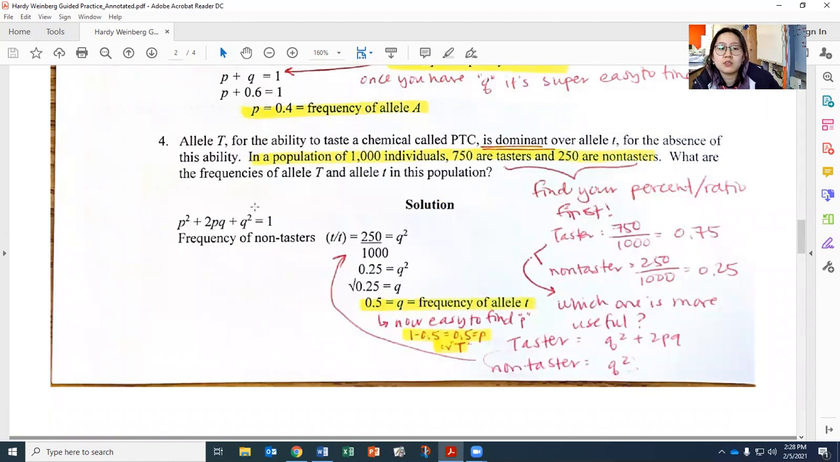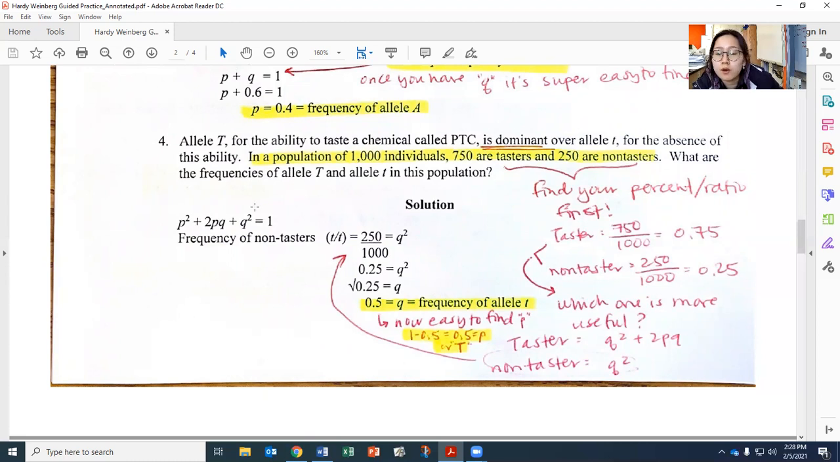Allele T, or capital T, for the ability to taste the chemical called PTC. It's a bitter chemical. It's in a bunch of foods like broccoli. It's the same reason why some kids think broccoli is really, really gross, because it's super bitter to them. Being able to taste this chemical is dominant over allele lowercase t for the absence of this ability.